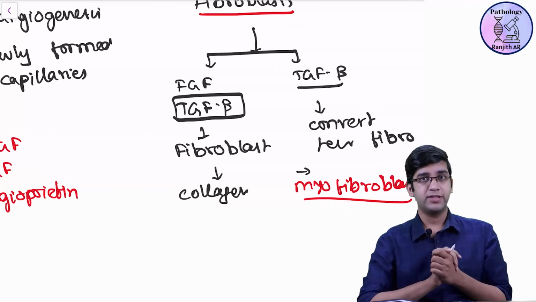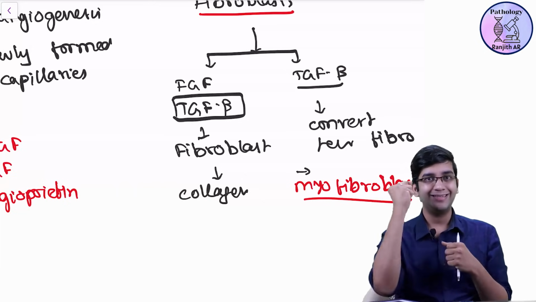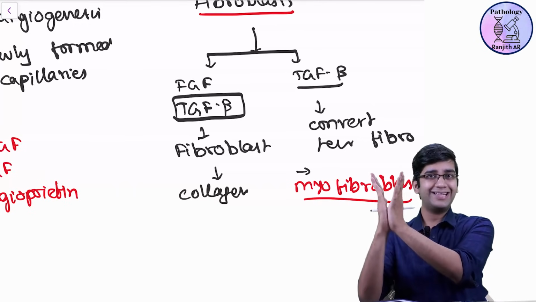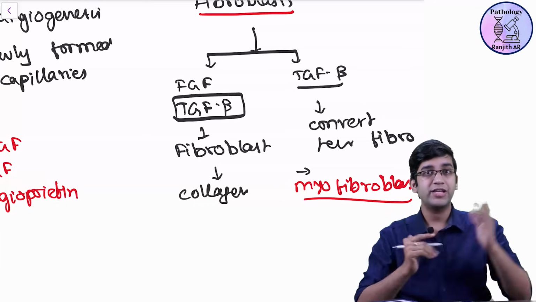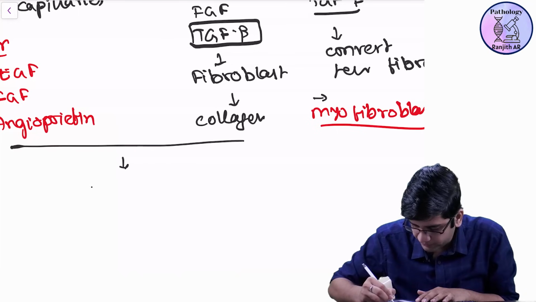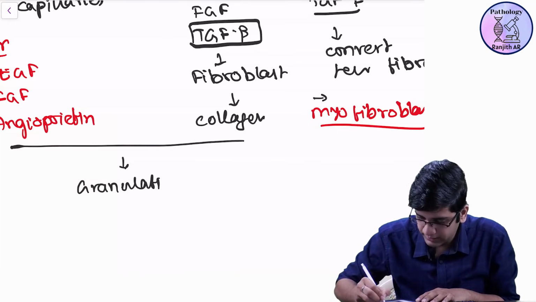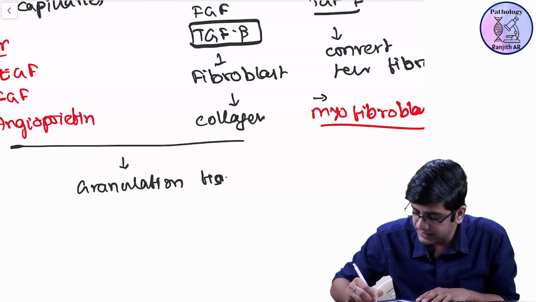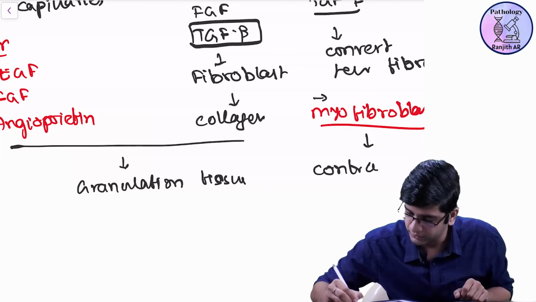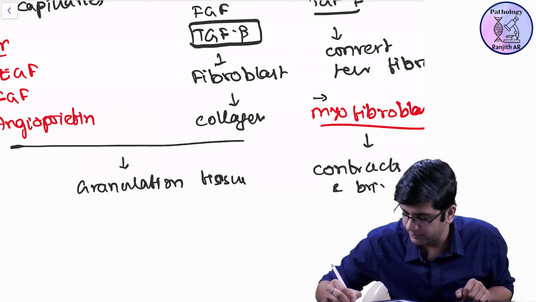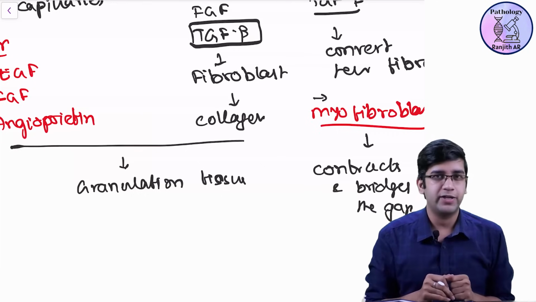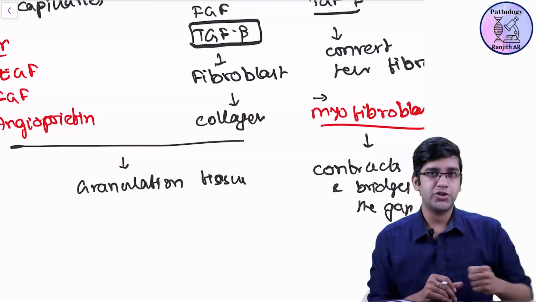If myofibroblast comes in, myo, muscle, what property? Contraction. So this myofibroblast is going to make sure all of them get contracted with force and come and seal. So I need both. These both guys will form the granulation tissue. And this myofibroblast is going to contract and bridge the gap. Understood? So both will happen almost simultaneously. And I'm going to see maximum granulation tissue around the 5th day.